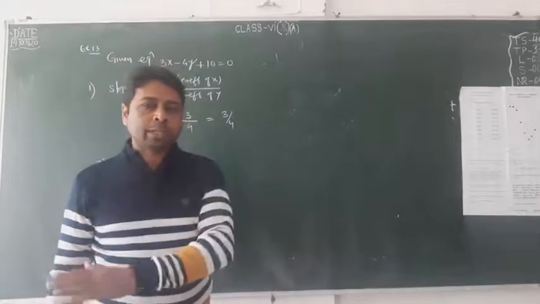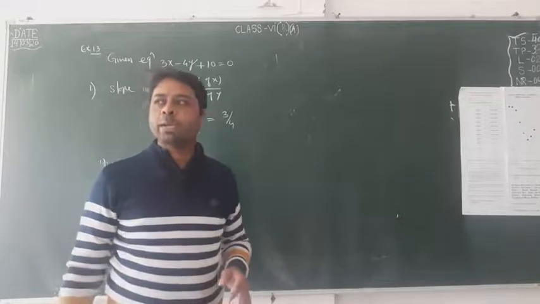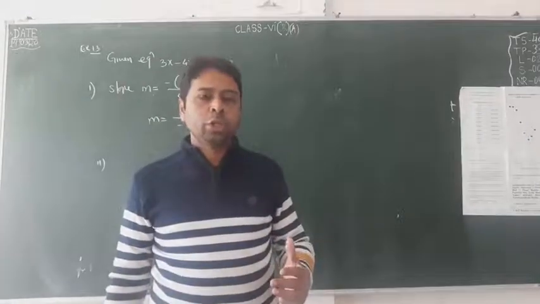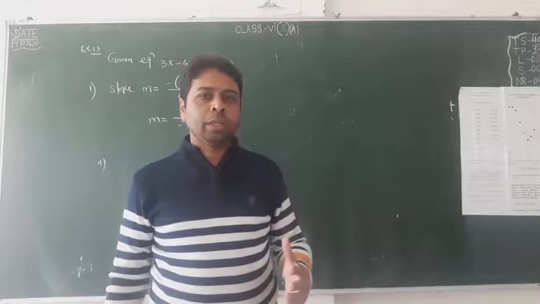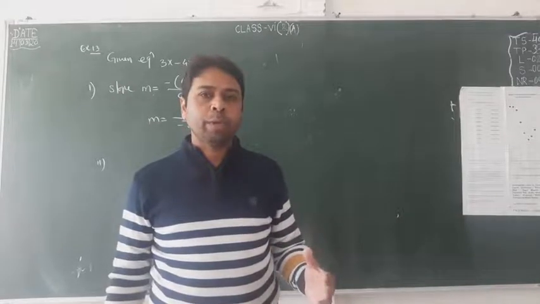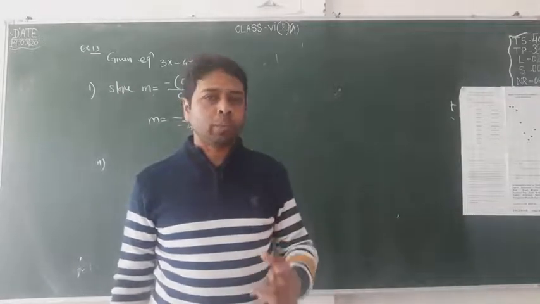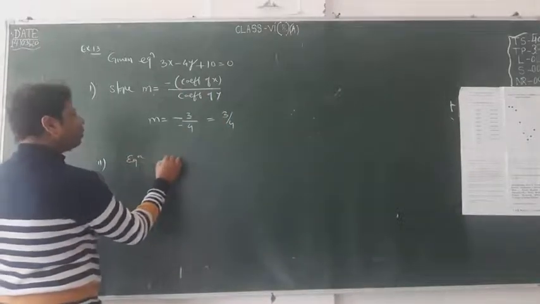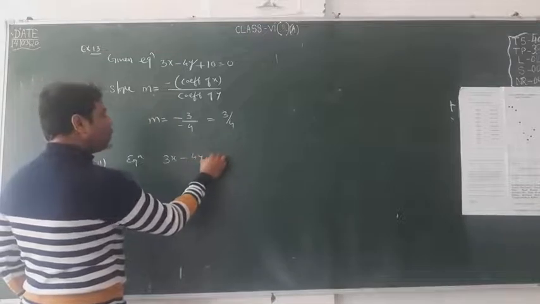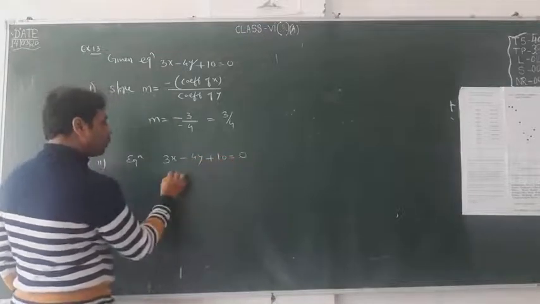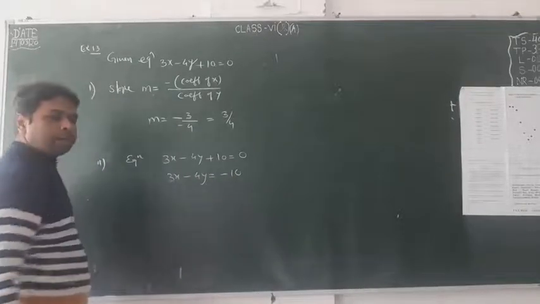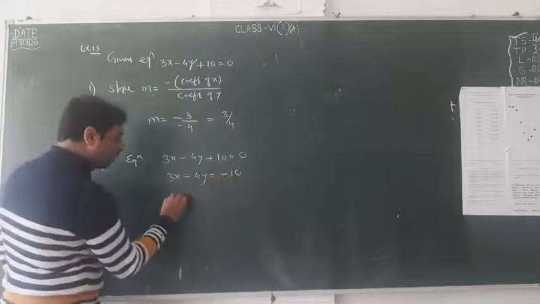Second question we asked here: x-intercept and y-intercept. If you have to find the intercepts on both axes, you have to convert your equation into intercept form. What is intercept form? x upon a plus y upon b equals 1. So the equation we have is 3x minus 4y plus 10. First of all, I will transfer 10 to the other side, minus 10. I will divide by minus 10.